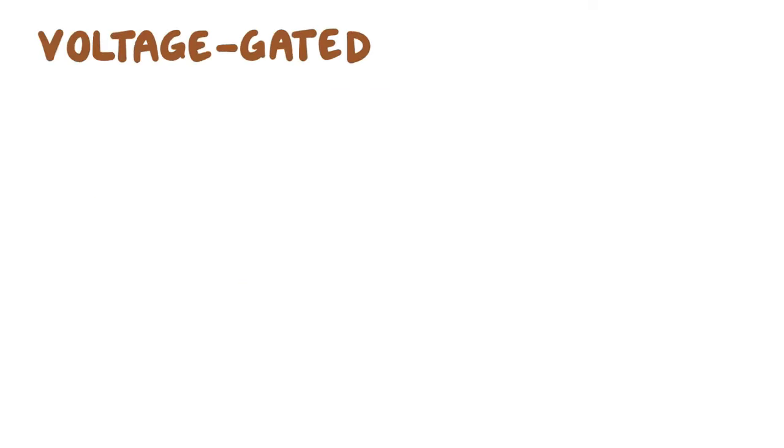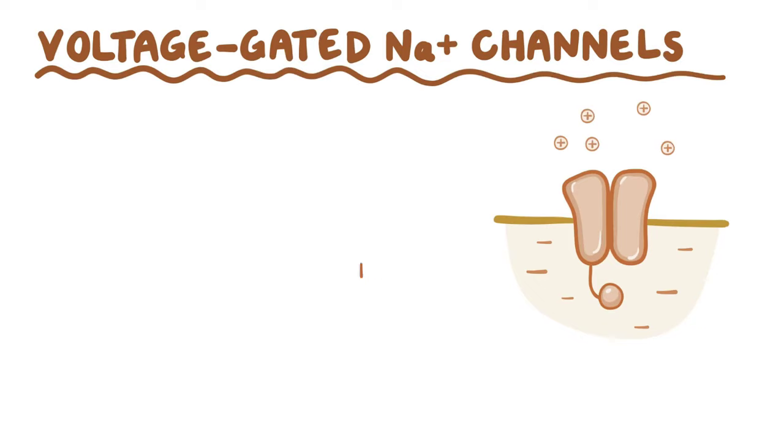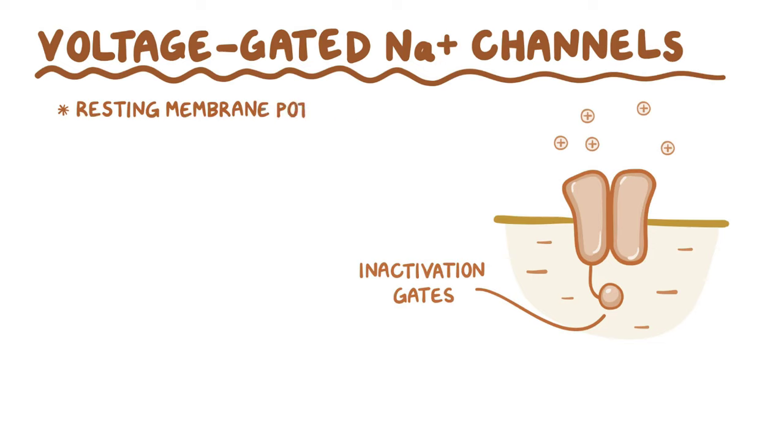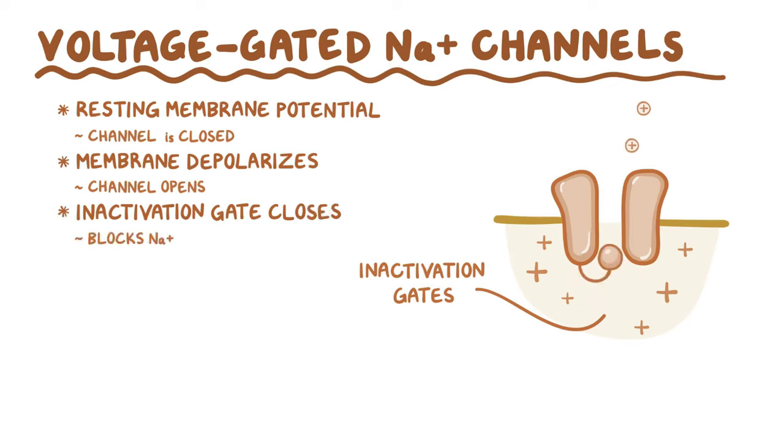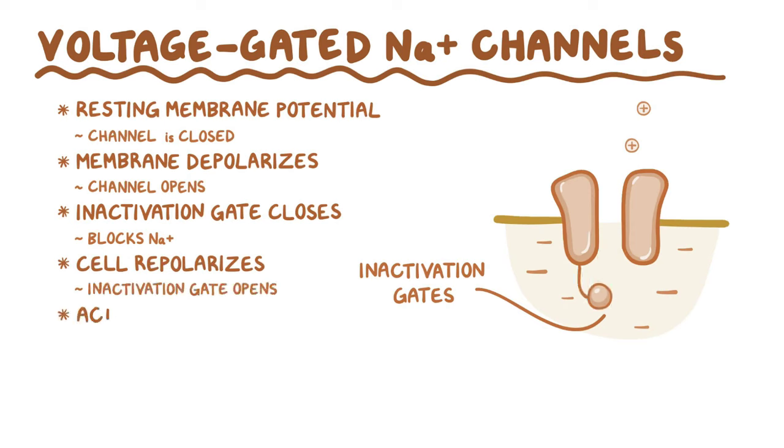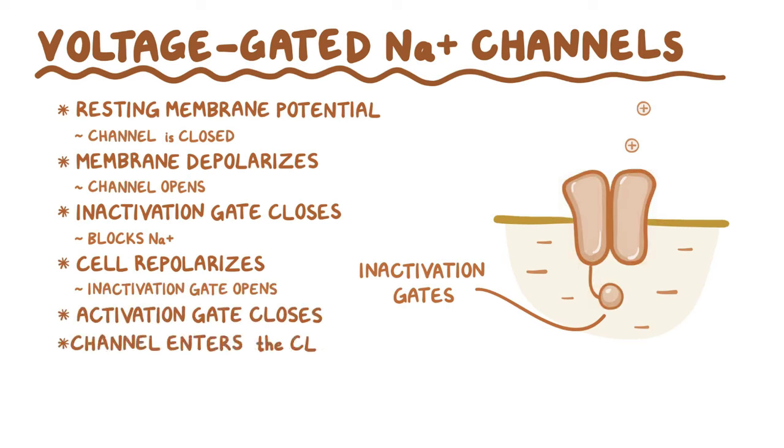Now, voltage-gated sodium channels are unique because they have inactivation gates on the intracellular side. At resting membrane potential, the channel is closed. When the membrane depolarizes, the channel opens and sodium ions rush into the cell. A few milliseconds later, the inactivation gate closes and blocks sodium from entering the cell even though the channel is still open. This ends the depolarization process. Finally, when the cell repolarizes, the inactivation gate opens, the activation gate closes, and the channel enters the closed state again, ready to start another action potential.